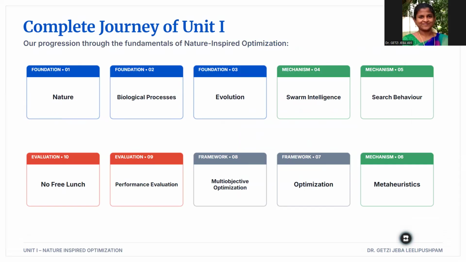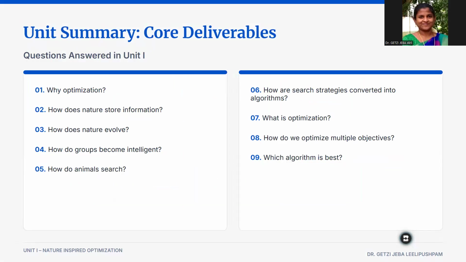If you take this complete 9 hours of lecture, we started with nature, then we discussed the biological processes of DNA and brain. We discussed evolution, swarm intelligence, search behavior. Then we moved on to metaheuristics, and from metaheuristics to optimization and multi-objective optimization. Now in this lecture, we discussed performance evaluation and the no free lunch theorem.